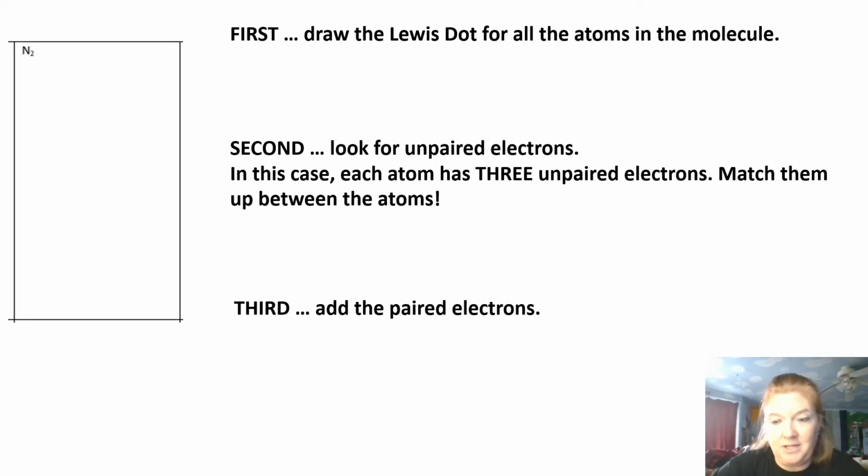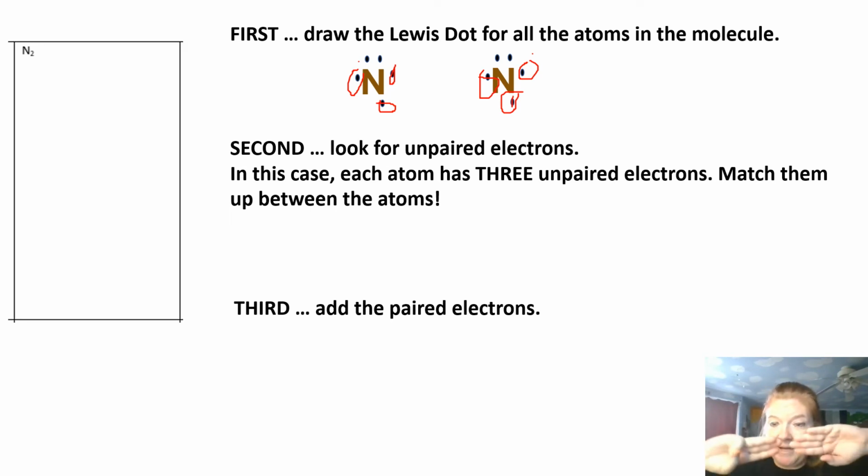Okay, now let's look at nitrogen. This one, they love to ask this one, so let's talk about it. So first, let's draw the Lewis dot for the atom. So I have 2 nitrogens. We're going to look for unpaired electrons. And here, look, see this time, unpaired, unpaired, unpaired, more, unpaired, unpaired, and another unpaired. Okay. So in this case, each of these atoms has 3 unpaired electrons.